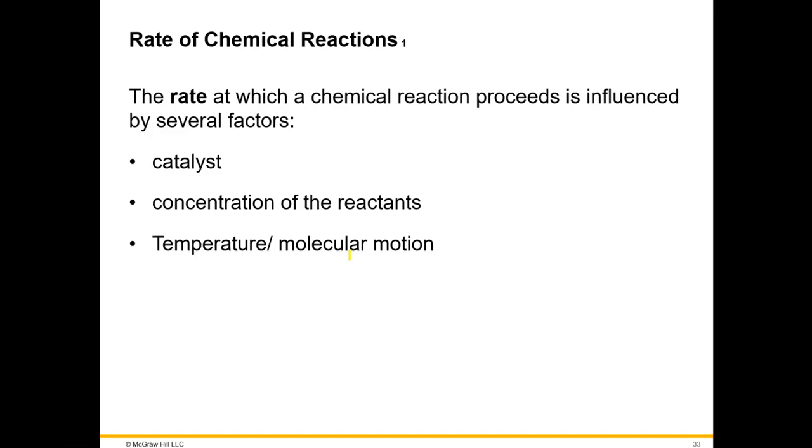A chemical reaction can be sped up to occur at a faster rate, or slowed to a slower rate. A catalyst is a substance that speeds up a chemical reaction. And in the human body, most of our catalysts are enzymes, which are special proteins that speed up chemical reactions. But also, you can increase the concentration of the reactants, and that will speed up the reaction rate.